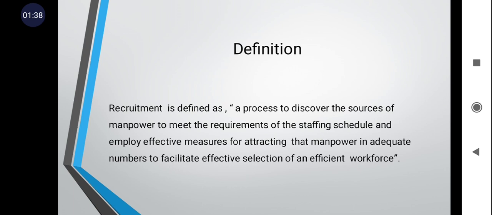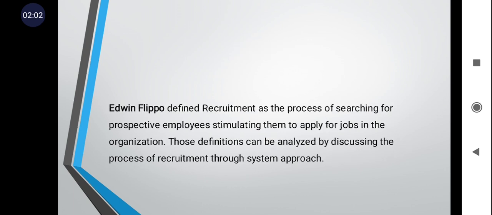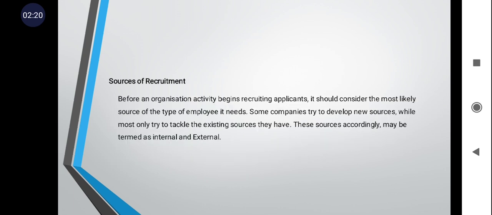specifications. Definition: recruitment is defined as a process to discover the sources of manpower to meet the requirements of the staffing schedule and employ effective measures for attracting that manpower in adequate numbers to facilitate effective selection of an efficient workforce. Edwin Flippo defined recruitment as the process of searching for prospective employees, stimulating them to apply for jobs in the organization. Those definitions can be analyzed by discussing the process of recruitment through the system approach.